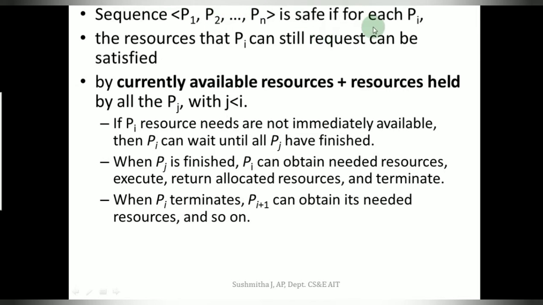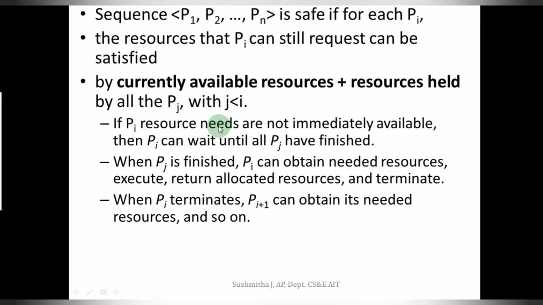Now here if there is a process Pi, it can still request for the resource that is currently available and the resource that is held by Pj only if immediate allocation is leaving it safe. If process Pi's resources needed are not immediately available, then process Pi should wait until the completion of another process that is holding the resource.